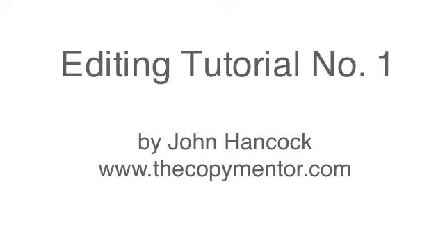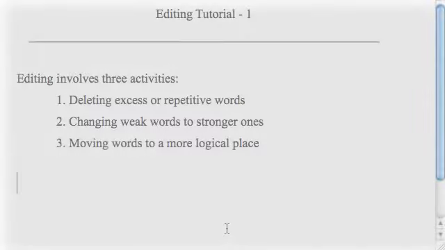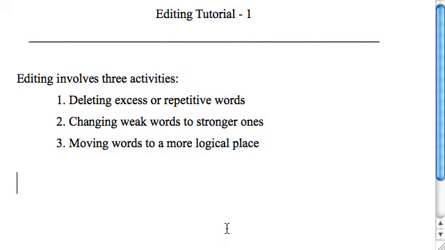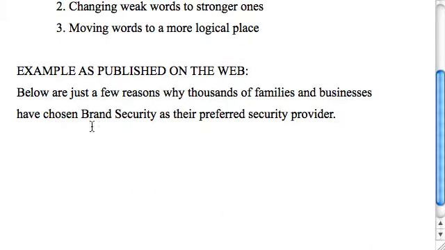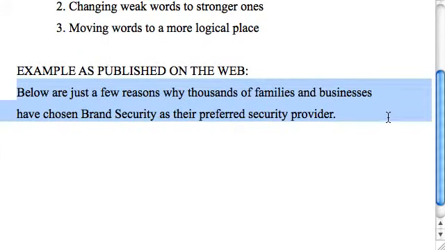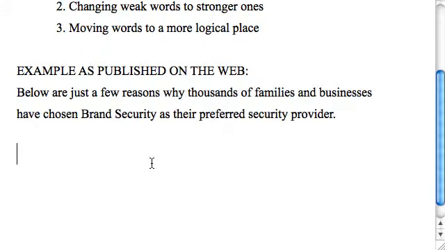Editing involves three activities: deleting excess or repetitive words, changing weak words to stronger ones, and moving words to a more logical place. My example comes straight off the web from the website of a home and business security products supplier. It has 21 words.